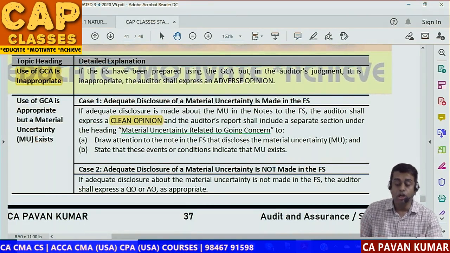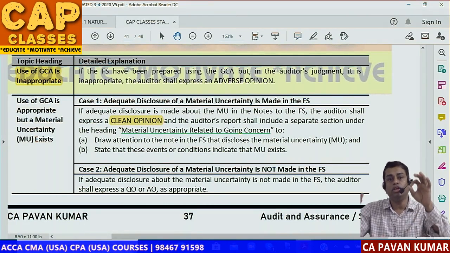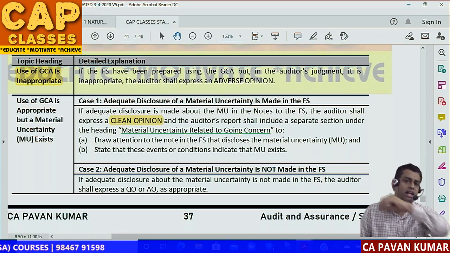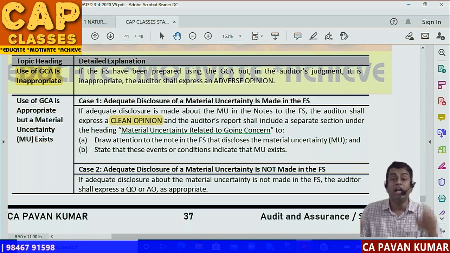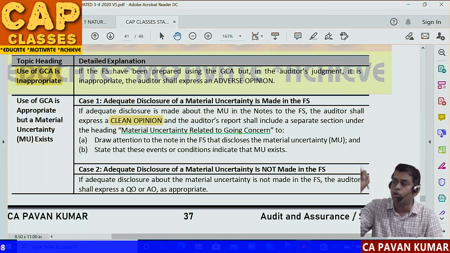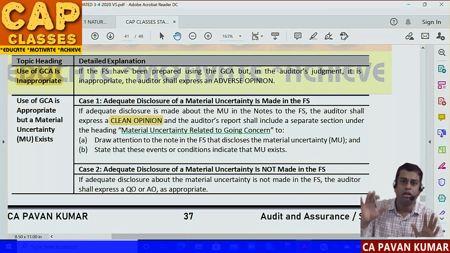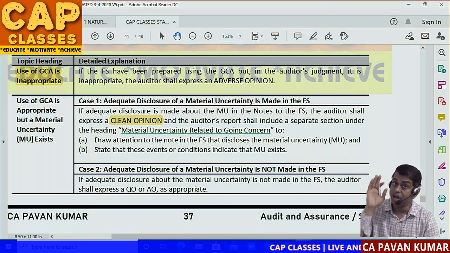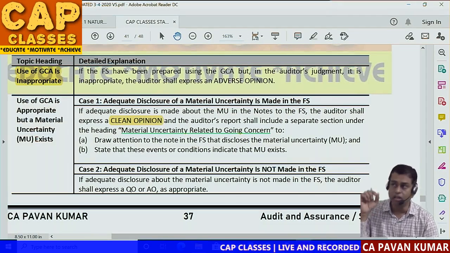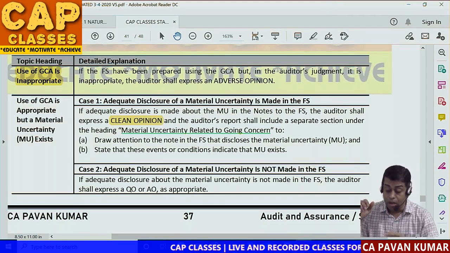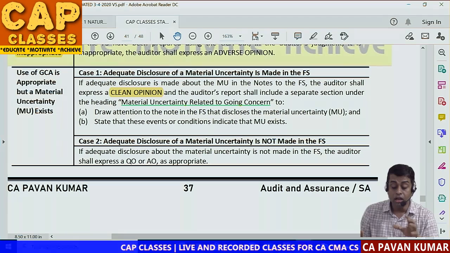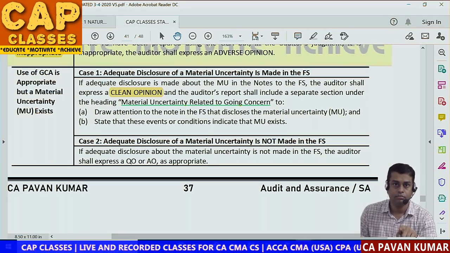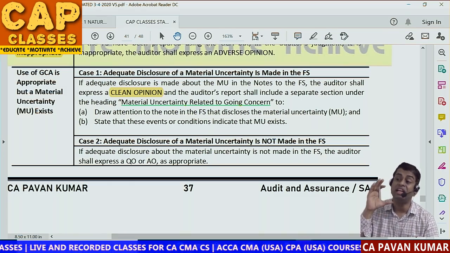This means you concluded use of going concern assumption is inappropriate. The entity is not a going concern. Concluded, the entity is no more a going concern, period. Then adverse report, if the financial statements are prepared in accordance with going concern assumption. But here, use of going concern assumption is appropriate, but there is some material uncertainty.